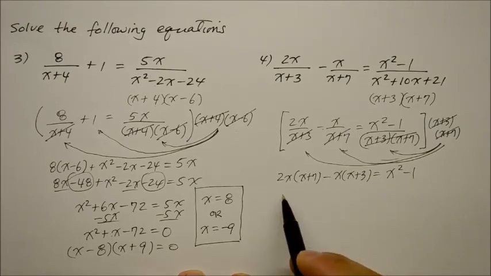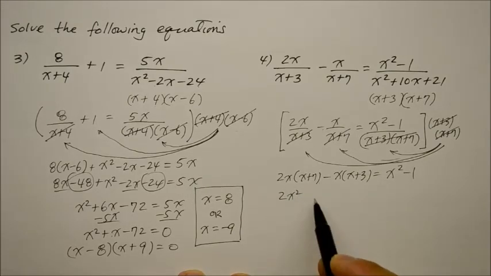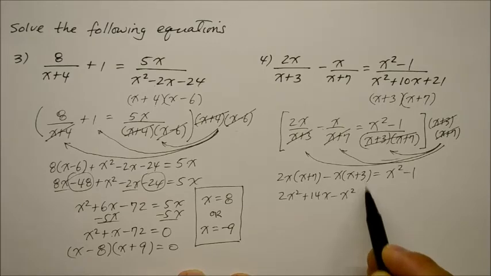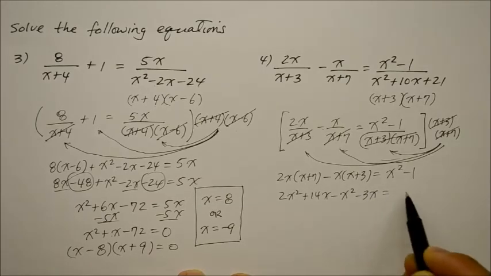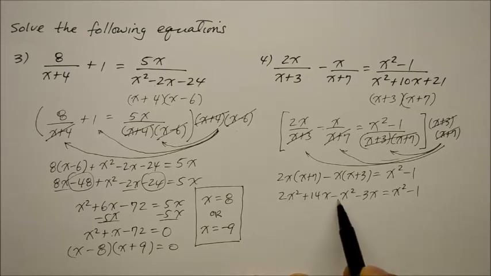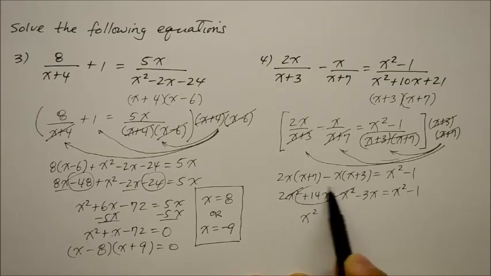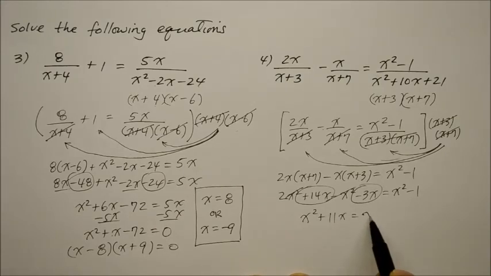So now 2x times x is 2x squared. 2x times 7 is going to be 14x. Negative x times x is negative x squared. Negative x times 3 is negative 3x. And that equals what's on the right, x squared minus 1. 2x squared and negative 1x squared become just 1x squared. 14x positive, 3x negative becomes 11x positive equals x squared minus 1.